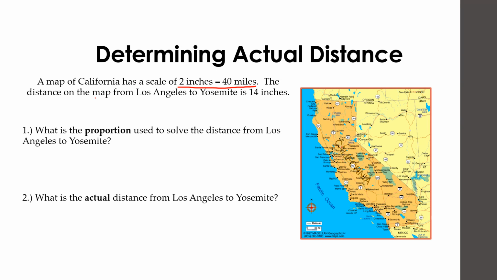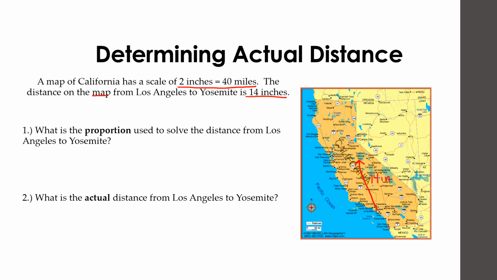Now it says the distance on the map, okay, so not the actual distance, from Los Angeles to Yosemite is 14 inches. So this is the scale drawing. They're saying from down here, where is Los Angeles? Right here, all the way up to here is 14 inches on the map. But we want to figure out what is the actual distance from Los Angeles to Yosemite.